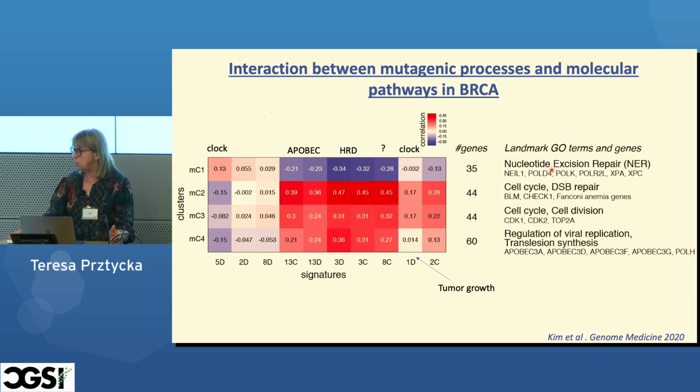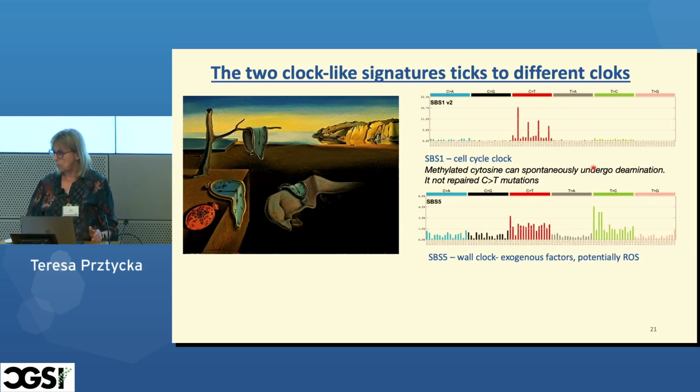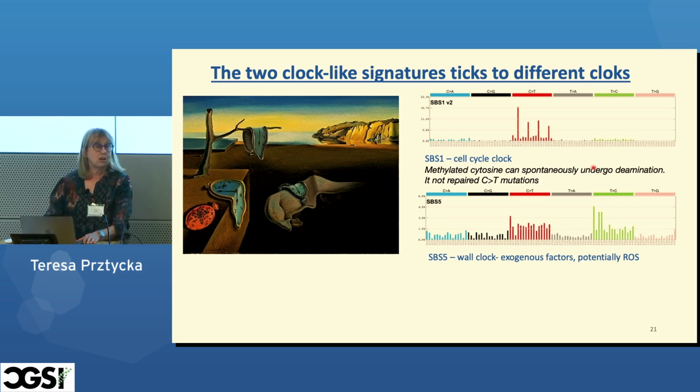Instead, it seems to be associated with specific DNA repair processes, which are really main repair processes that repair lots of environmental exposure. So we assume that the second signature is simply an age-related signature that relates to all the exposures that we collect through the years. So this is just the summary, that we have those two clock signatures that seem to be linking to different clocks. One is the cell cycle clock, another is kind of, I'm thinking about it, a wall clock, which is potentially related to reactive oxygen species.